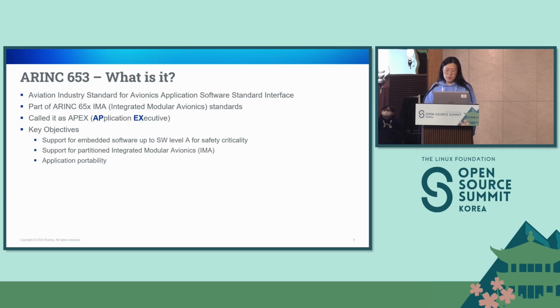The main objective of 653 is to support embedded software up to software level A, which is the highest one. And among multiple applications from different vendors, the level of safety criticality is identified, and they are classified and isolated within a particular partition. And an application using the APEX API will be portable to another platform operating system which supports APEX.